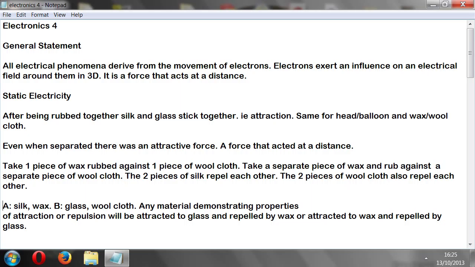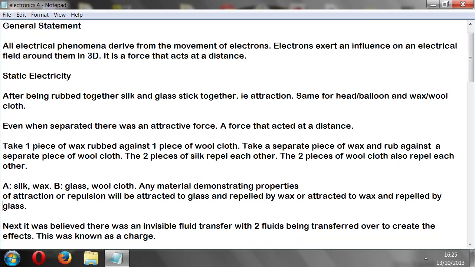I don't quite know what this next bit is. Obviously I didn't do it quite like this originally, but I just wanted to make it as clear as possible, even in this paragraph. You possibly could use the same material, but I put it in different categories to clarify that any material demonstrating properties of attraction or repulsion will be attracted to glass and repelled by wax. So attracted to what's in B there and repelled by what's in A, or attracted to wax and repelled by glass.